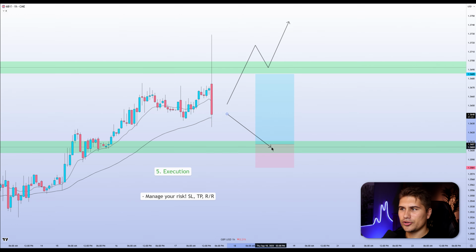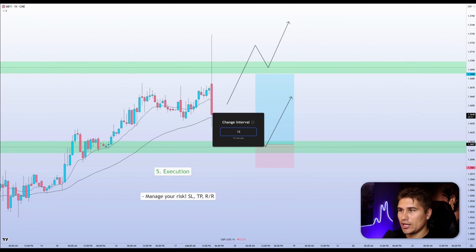We can probably get a pullback into this zone down here sometime later today or perhaps tomorrow by the end of this week. And then that's where we can look to go long if this is rejected. And hypothetically, if we get that rejection, so let's say that the price pulls down into this zone and we form a large wick on the 1 hour, or let's say we go on to the 15-minute.